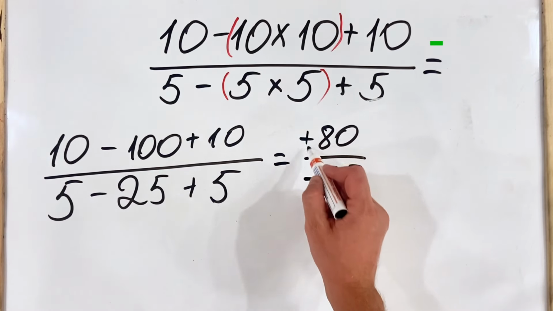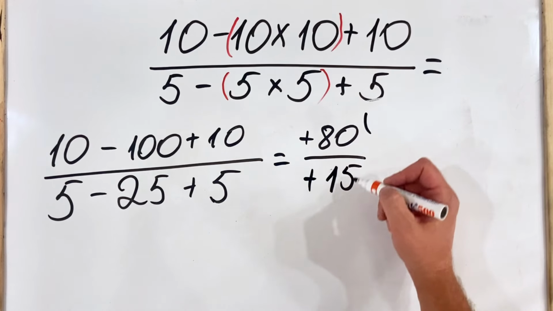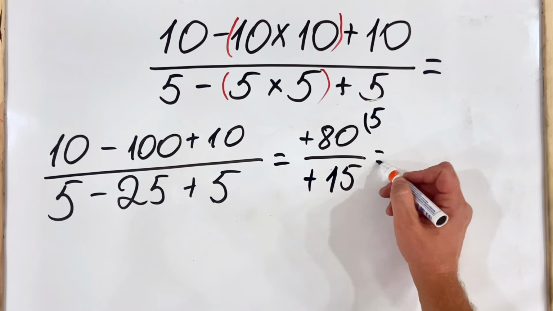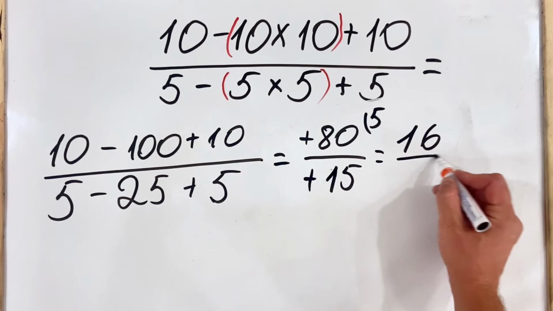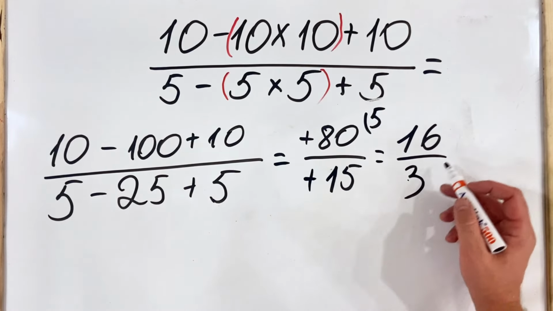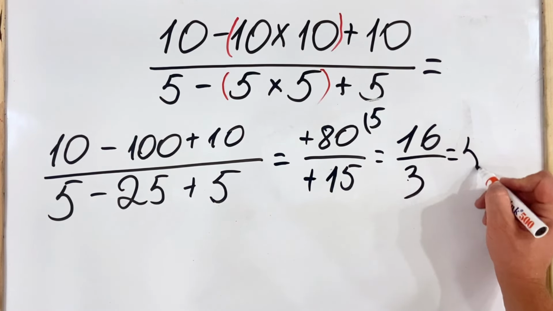Minus with minus, it's plus. And here we simplify by 5. So what we get is 16 over 3. And what we get is 5 1/3.